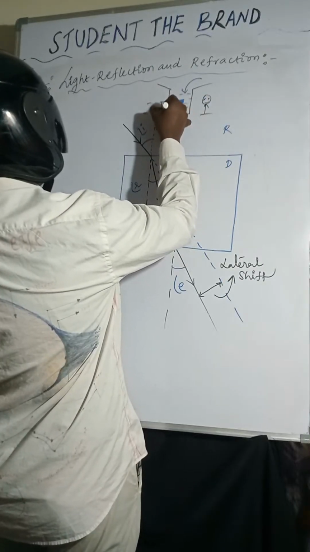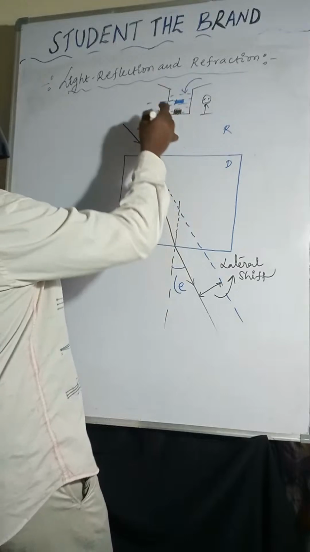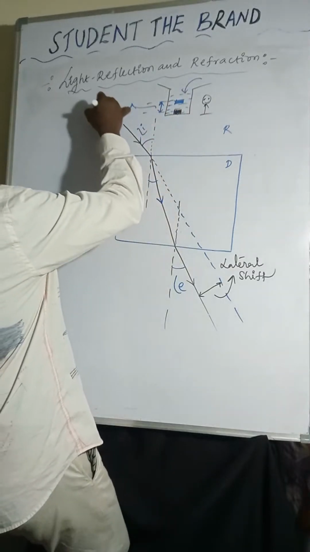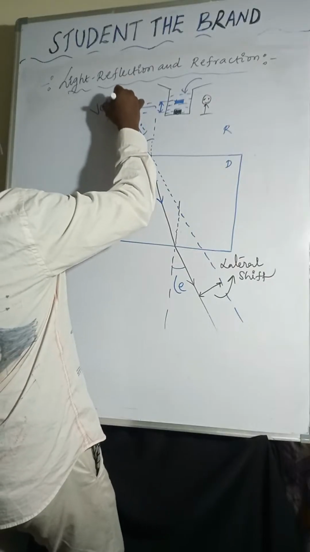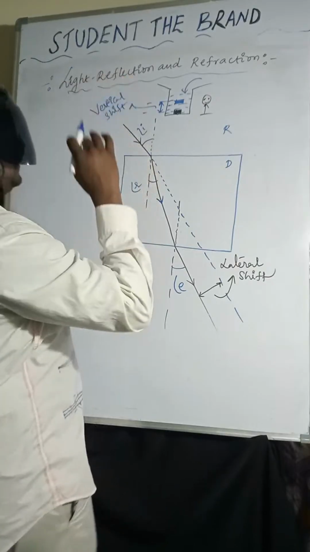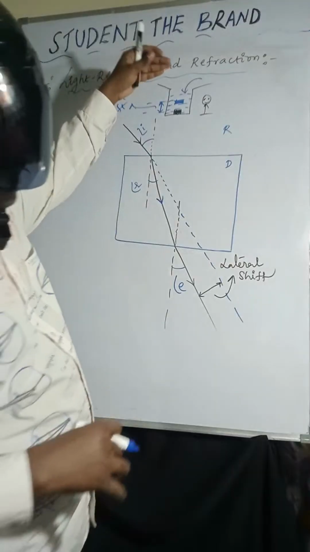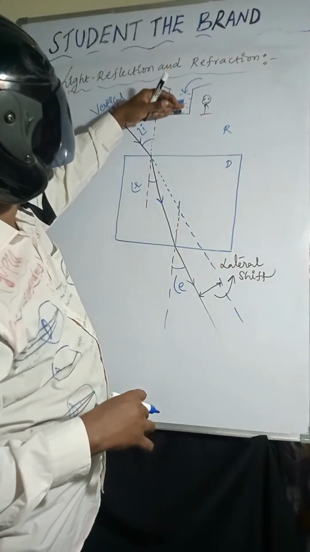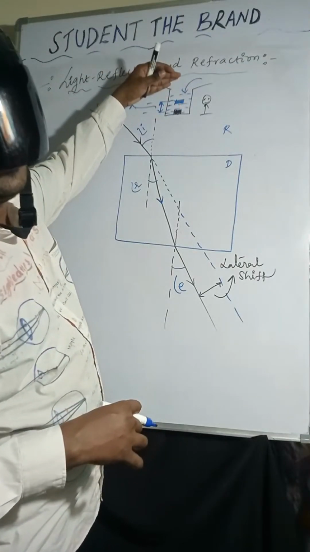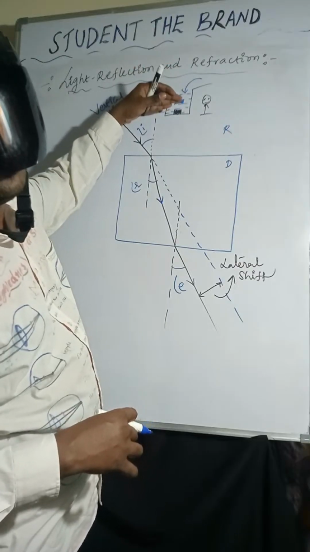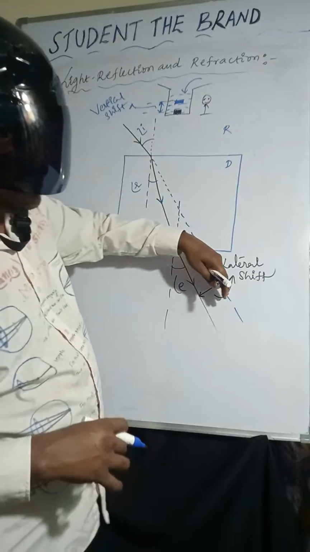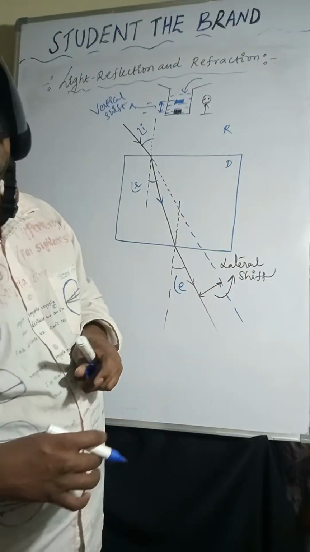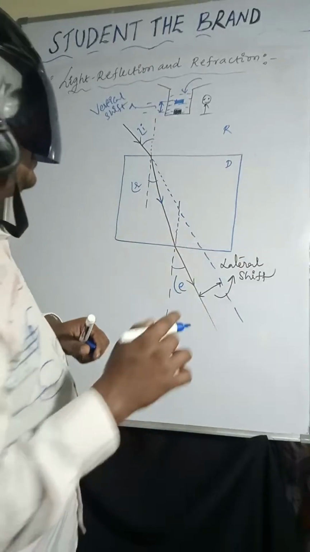The distance between the apparent position and the actual position of the coin is called vertical shift. This is the apparent position of the coin and this is the actual position of the coin. And the distance between the emergent ray and the extended incident ray is called lateral shift.